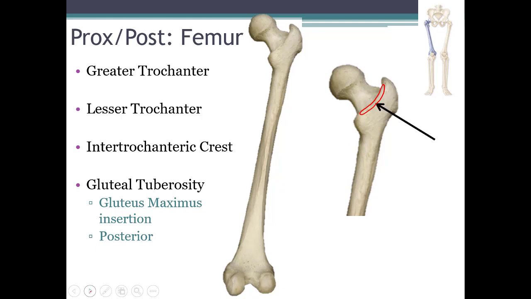So take a minute and say that one out loud. Intertrochanteric crest. It's a tough one, just like that intertubercular sulcus. And then if we move distally, I don't know if you remember, but in the humerus, we had a large rough area on the diaphysis where the deltoid muscle inserted. We also have a large rough area here on the femur where the gluteus maximus inserts, and that's called the gluteal tuberosity. And that should be posterior. Think about the gluteal region is posterior, so it inserts posteriorly on the femur.